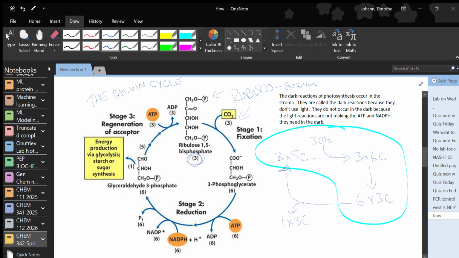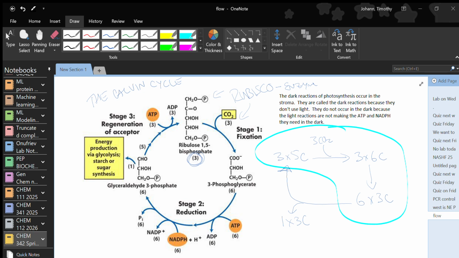So why is it 6 carbons? Is it because 3 CO2s enter and then? 3 CO2s enter. So you got 3 5-carbon molecules, and we start there. Okay. It's a cycle, so we start there, 3 5 carbons. We add 1 carbon to each of them. Okay.